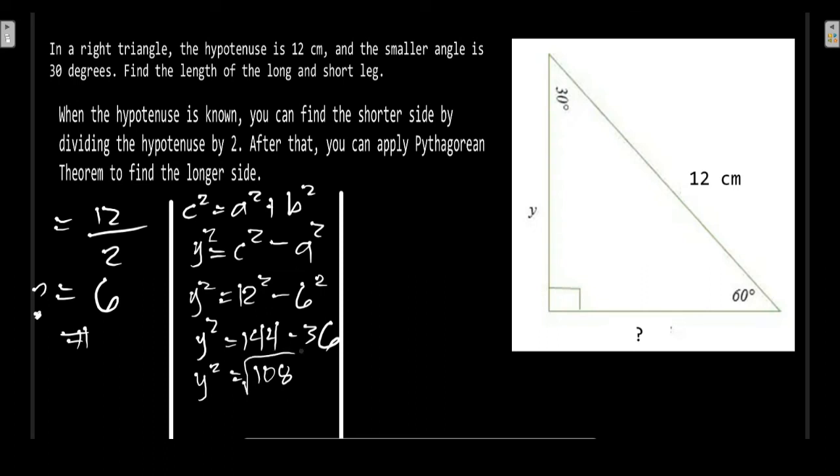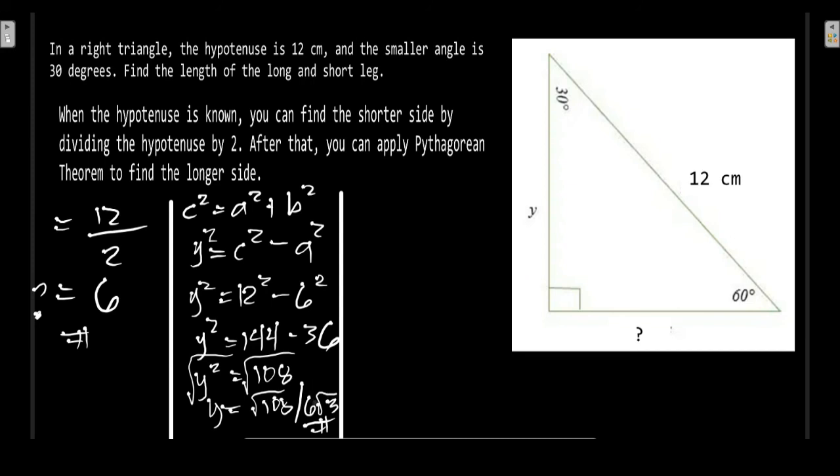Y square, then y square is equal to 108. We take the square root, so y is equal to the square root of 108, which we can simplify to 6 square root of 3. This will be our answer: 6 square root of 3. Because 36 times 3 is 108. Our 36 is a perfect square, so that gives 6, then the square root of 3.